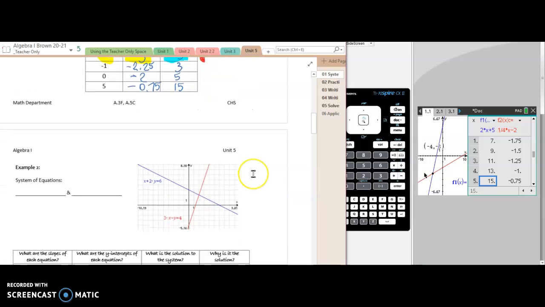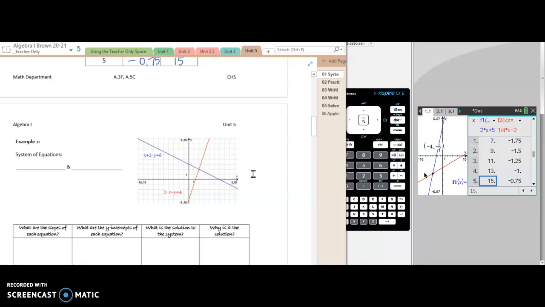All right, so we have a system of equations, x plus 2y equals 6, and 3x minus y equals 4. Okay, so these are not solved for y, so we have to do that. What I want you to do is pause the video and solve for y, and whenever you come back, I'll have mine solved for y, and we'll see how you do.